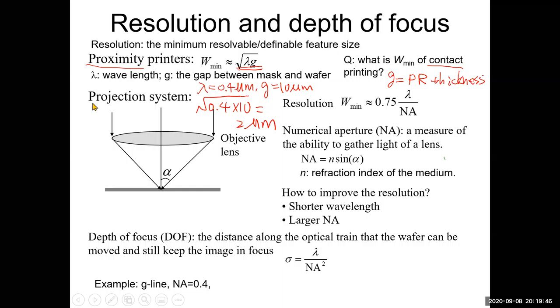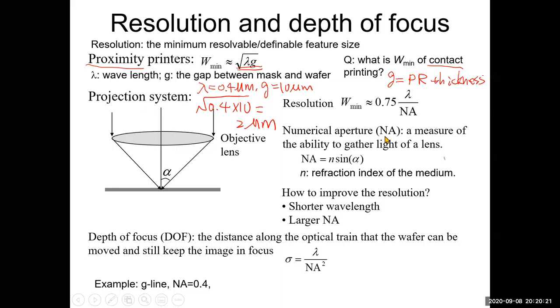Next, let's discuss the projection system. For the projection system, the resolution, the minimum feature size, is calculated using a different formula. W minimum is approximately equal to 0.75 lambda divided by NA. Lambda is still the wavelength of UV light, and NA is the numerical aperture of this objective lens.